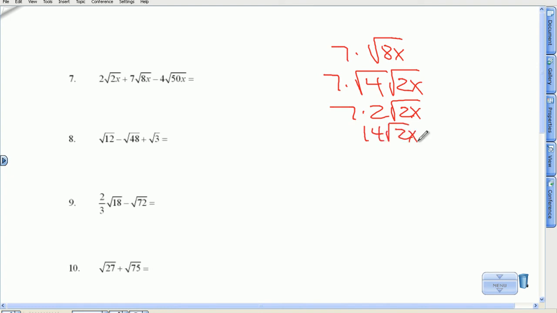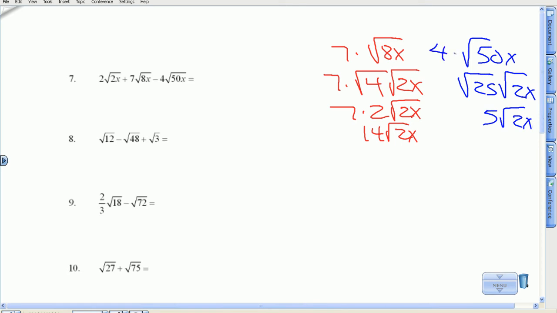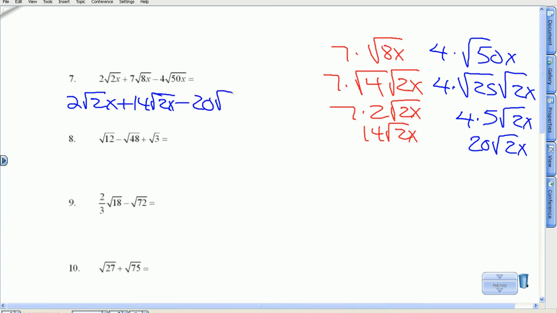For radical 50x, I can take the square root of 25. I cannot take the square root of 2x. So that's 5 radical 2x. And there's a 4 out in front. So 4 times that would give me 20 radical 2x. So my problem gets rewritten. It's 2 radical 2x plus 14 radical 2x minus 20 radical 2x. 2 plus 14 is 16, and 16 minus 20 is negative 4. So negative 4 radical 2x is the answer to that problem.